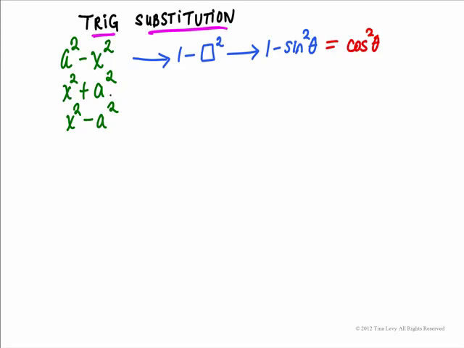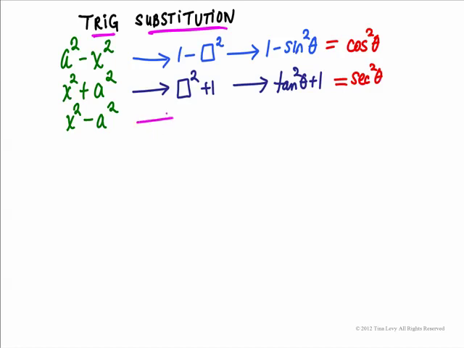Looking at this, if we think of the a squared as eventually a 1, this is something squared, x squared, plus 1. This is related to tangent squared plus 1, which will get changed to secant squared afterward. This can be transformed when the a squared becomes a 1 to something squared minus 1, which is reminiscent of the Pythagorean identity secant squared minus 1. And that is tangent squared.